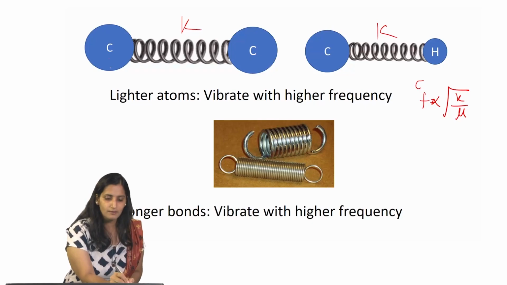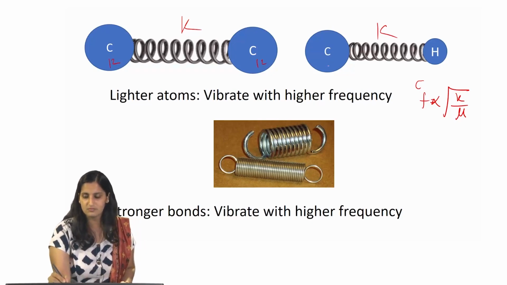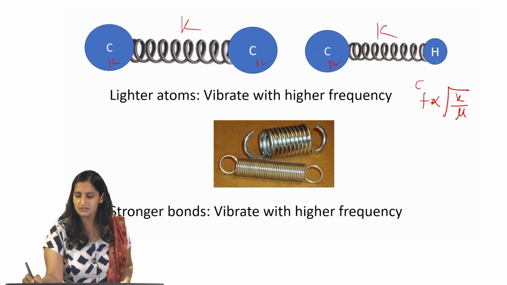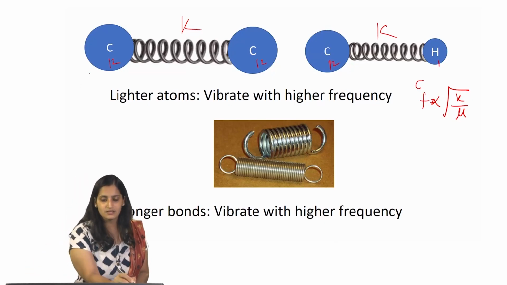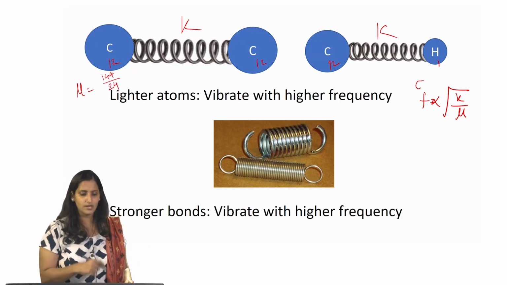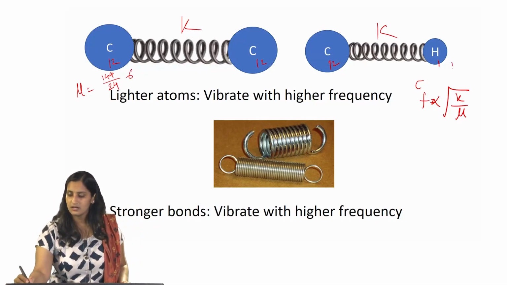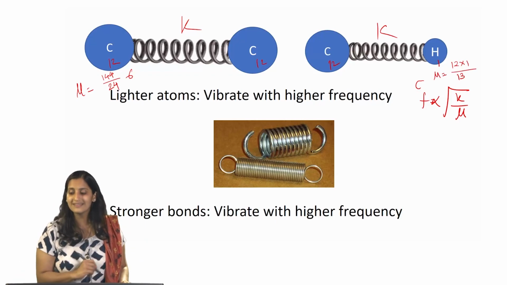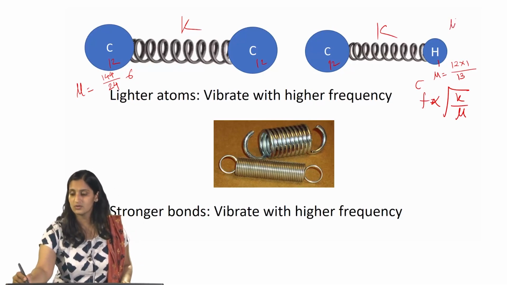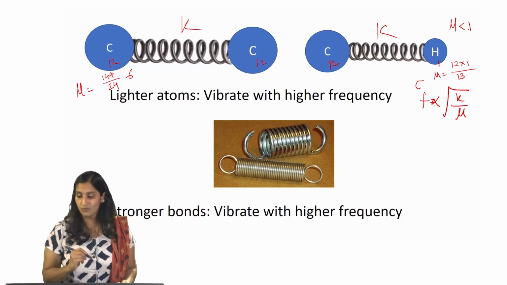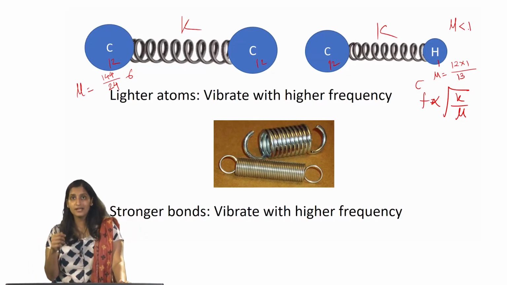So, now if we take carbon as 12, this carbon is 12, this carbon is 12, this is 1, okay. In this case, the reduced mass mu for the first system is 12 into 12, that is 144, divided by 12 plus 12, that is 24, right. So, that is 6. Whereas, in this case it is 12 into 1 divided by 12 plus 1. So, the mu in this case is actually less than 1, right. So, in the second system your mu is less than 1.